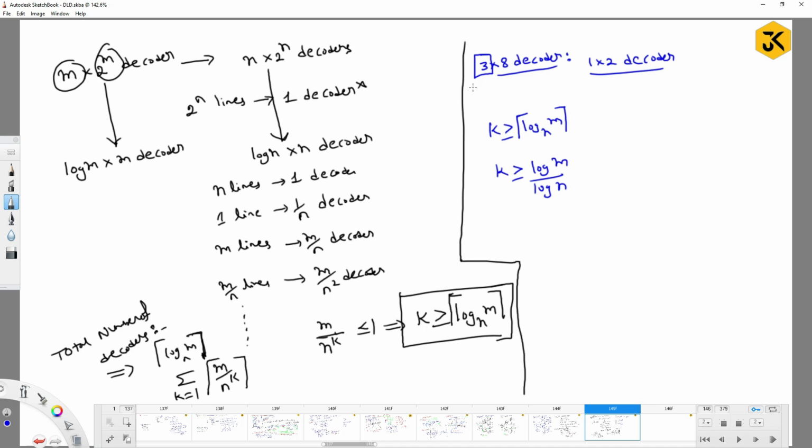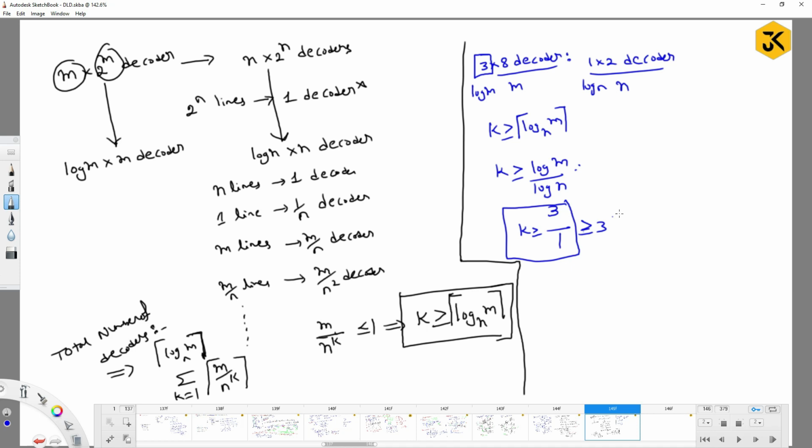So I have transformed the formula. This is log m by m, this is log n by n. Log m value is 3 and log n value is 1. So k should be greater than or equal to 3 by 1, that is 3.